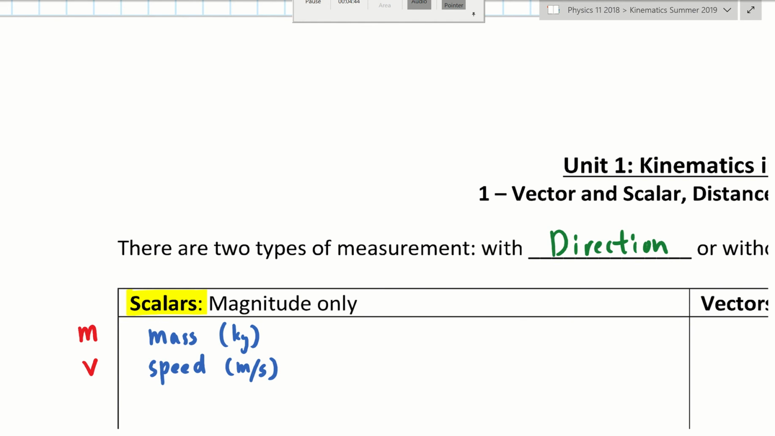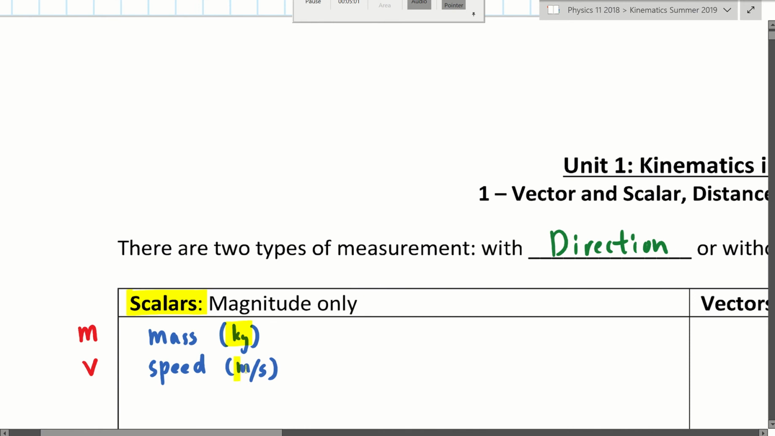There is a set standard from the international committee called the SI standard, which gives us rules about which unit we can use in what situation. So for example, mass in physics in the international standard is always measured in kilograms. I'm listing all the international standards in here too. So mass is always measured in kilogram, speed is always measured in meter per second.